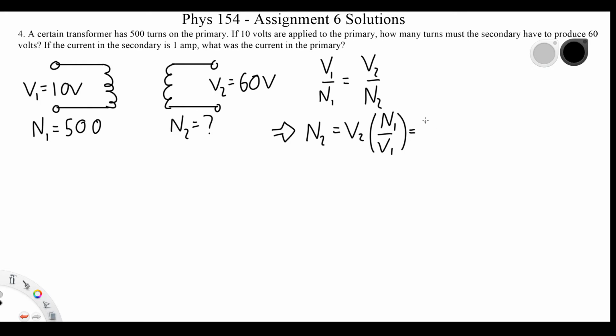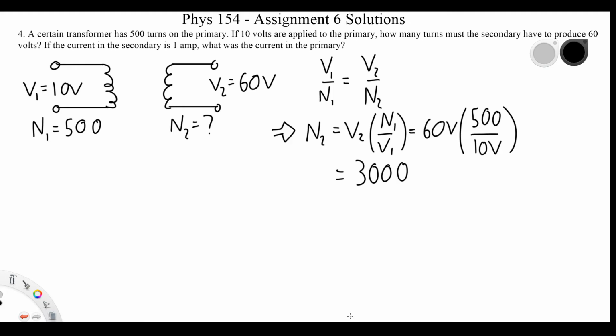And here we can just plug and chug. So we're going to have 60 volts times N1, which is 500, divided by V1, which is 10 volts. So doing some quick math, we find out that N2, the number of turns in the secondary, has to be equal to 3,000. Okay, so that's the answer to the first part of the problem.